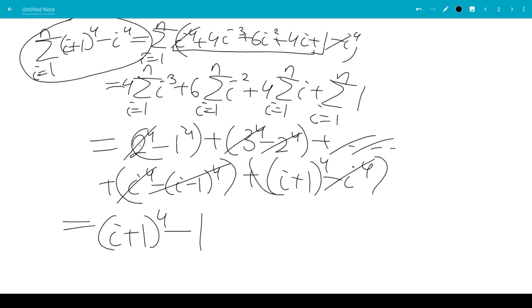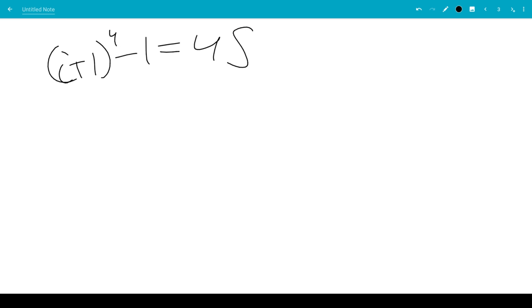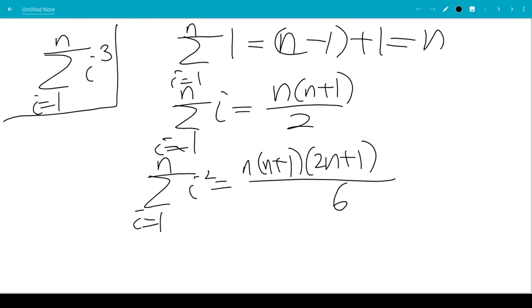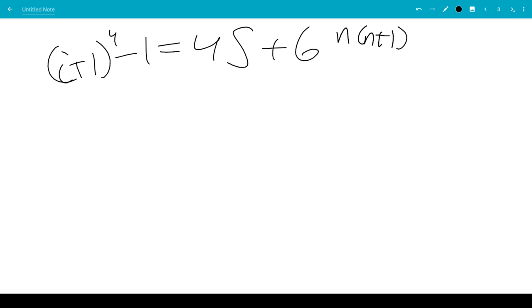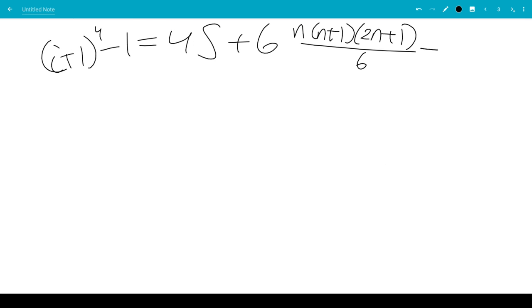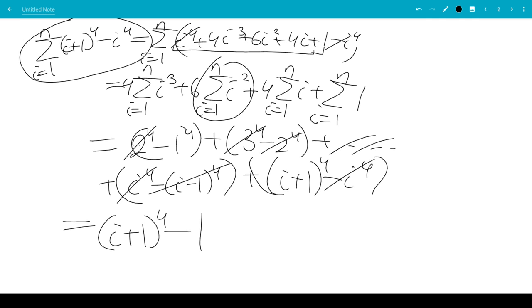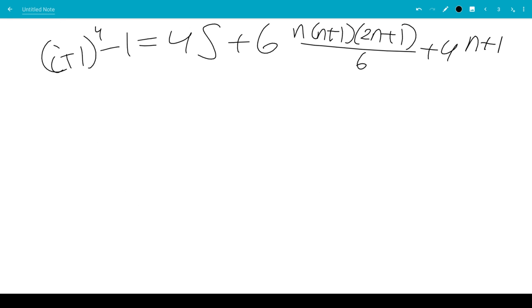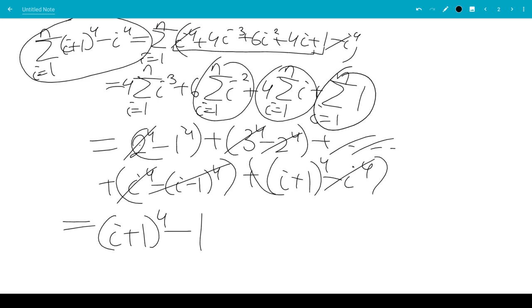So we have an equation: (n+1)^4 minus 1 is equal to 4 times the sum we're solving for, which I'll just call S, plus 6 times the sum as i goes from 1 to n of i squared, which we know is n(n+1)(2n+1)/6. Then we have 4 times this sum, which will be n(n+1)/2. And then our last term will be just n.